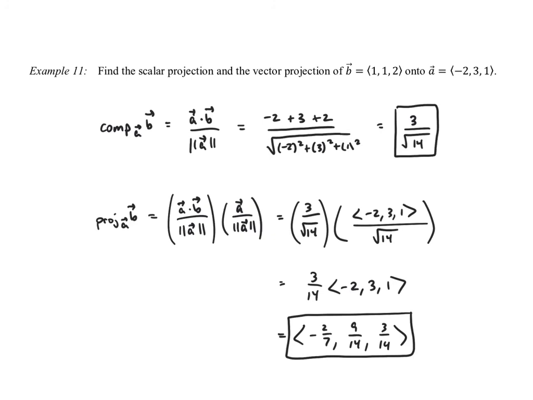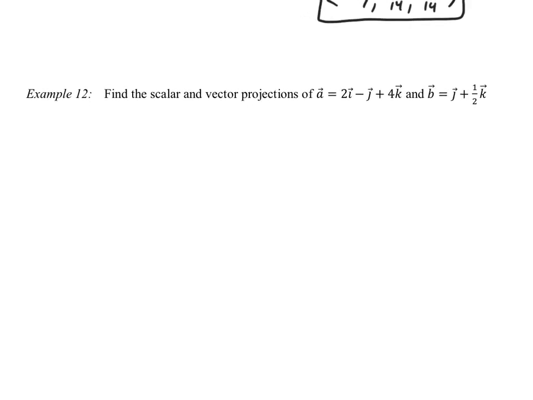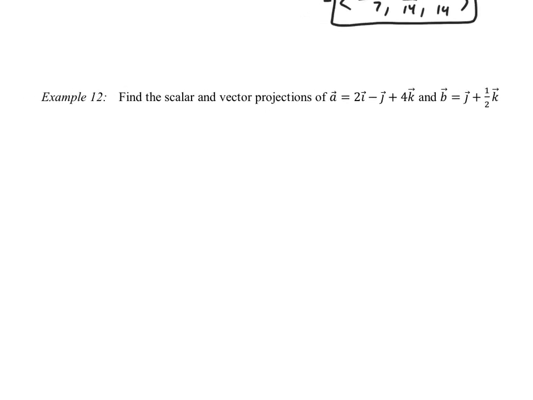Okay, let's try example 12. So we have the scalar and vector projections. This wording is a mistake. I apologize. So we're going to project same thing, B onto A, and I'll make a change. Please change your notes. Otherwise, it's very confusing even to know exactly what it's asking because it's not using the right language.